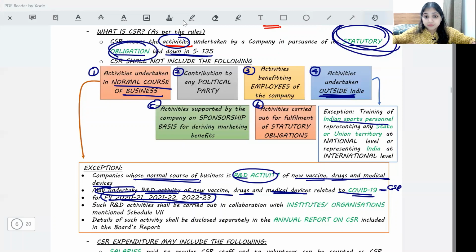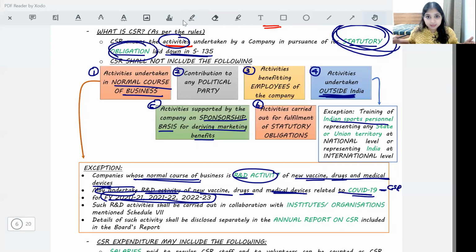Okay, then number 5, if a company does something on sponsorship basis to derive marketing benefit. For example, you're sponsoring a child's education, but you're advertising about it nicely so that you can gain marketing benefits. You are sponsoring some Indian cricket team's match, or some training of India's cricket team, but you're doing that sponsoring activity so that you can derive marketing benefit.